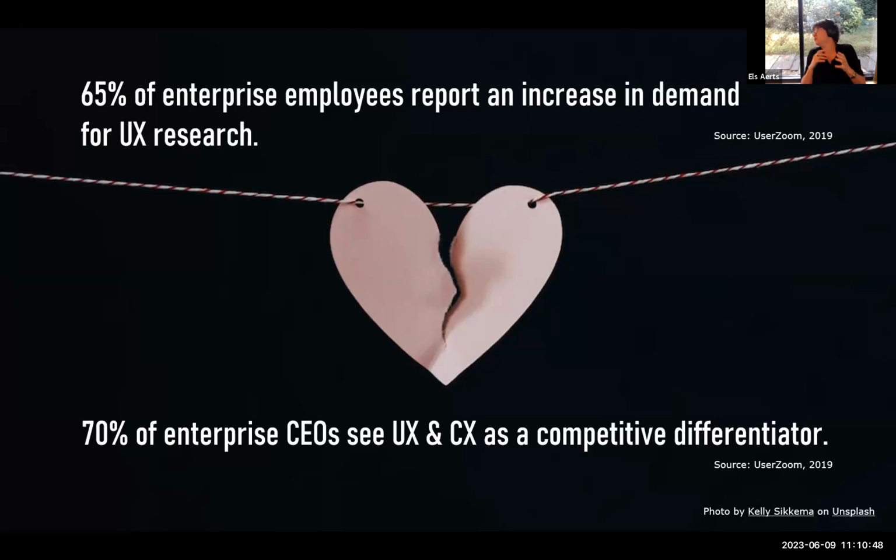Oh, I see Kelly going, oh, exactly. I mean, this is research done by a user research tool. Hello, of course they're going to say 65% of enterprise employees report an increase in demand for UX research. This helps their sales strategy. 70% of enterprise CEOs see UX and CX as a competitive differentiator. Of the CEOs using user research software, that is.